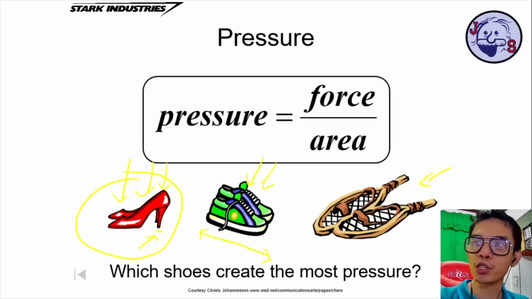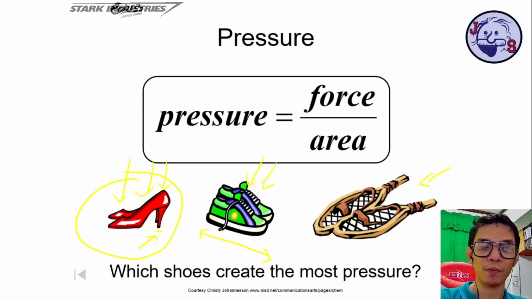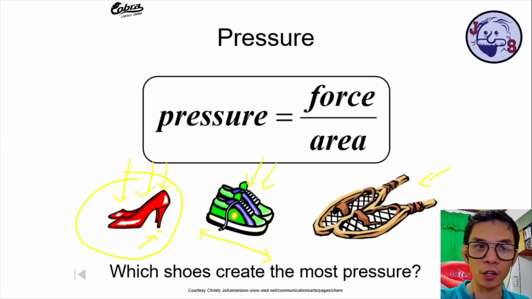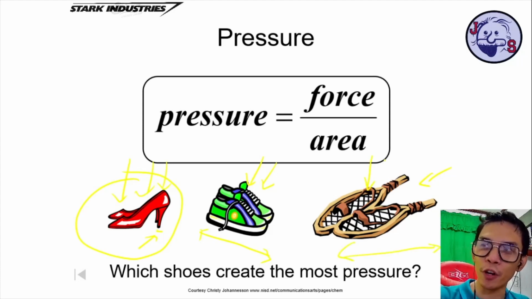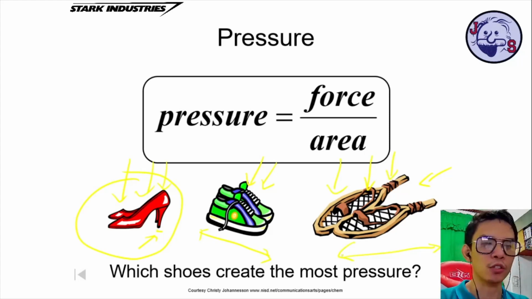So this is the shoe that is worn by some people in walking on ice. This is a type of shoe that is used in walking on snow. Again, it has a large area in which the pressure or the force that is exerted is distributed. The one that creates the most pressure is these heels that you have right here.